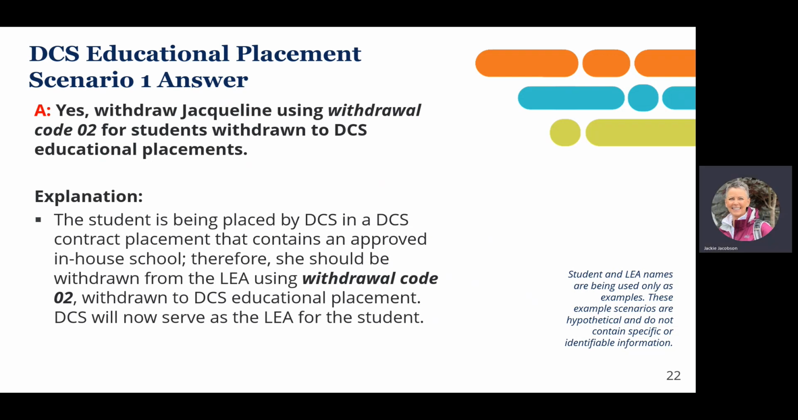You're going to withdraw Jacqueline using withdrawal code 02 for students withdrawn to DCS Educational Placements. Why? She's being placed by DCS in a DCS contract placement that contains an approved in-house school. Therefore, she should be withdrawn using withdrawal code 02.